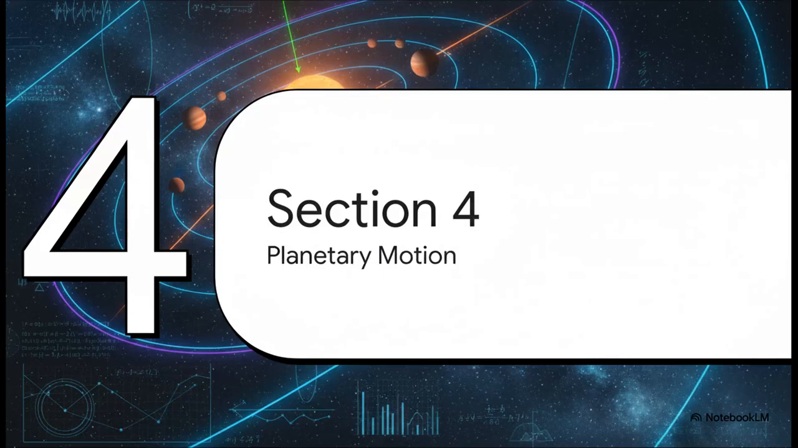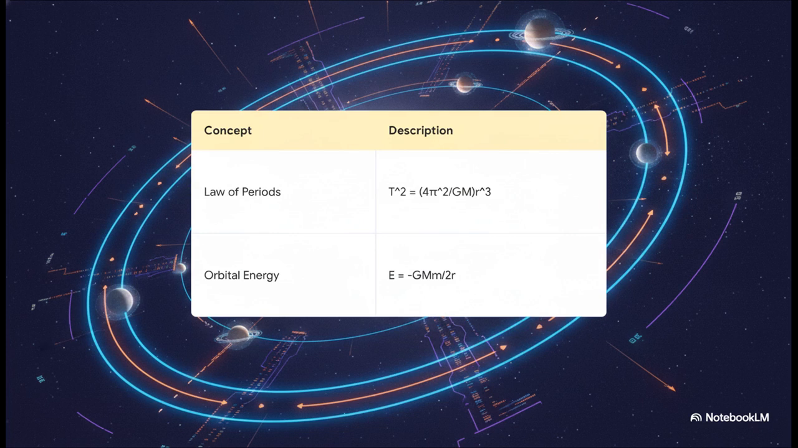Next up is Section 4, Planetary Motion and Satellites. To truly understand planetary motion, we have to look at Kepler's three laws. First, the law of orbits tells us that planets move in ellipses around the sun. Then, the law of areas ensures they sweep out equal areas in equal times, which basically means they speed up like crazy when they swing in closer to the massive body. And third, the law of periods, which states that the square of a planet's orbital period is directly proportional to the cube of its orbital radius.